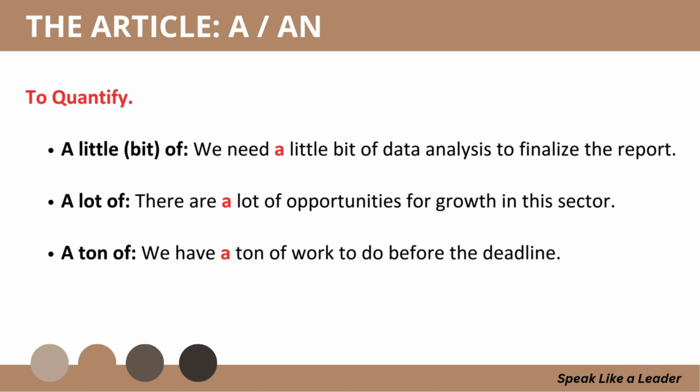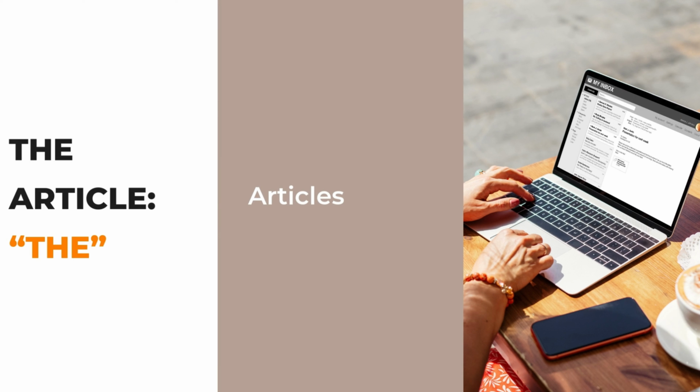You will also use a or an if you want to quantify something. For example, a little bit of. We need a little bit of data analysis to finalize the report. Or a lot of. There are a lot of opportunities for growth in this sector. And a ton of. We have a ton of work to do before the deadline. Now let's move on to the article the. When do we use the instead of a or an?